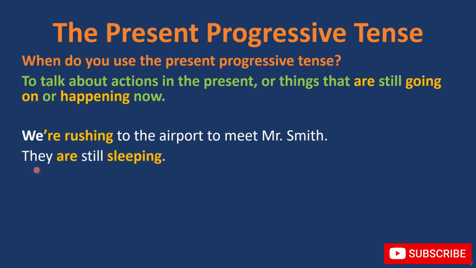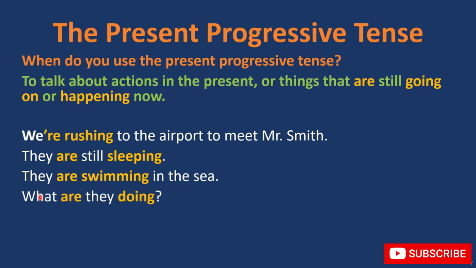They are still sleeping. They are swimming in the sea. What are they doing? What is happening? All these sentences express that we speak about something that is happening now.